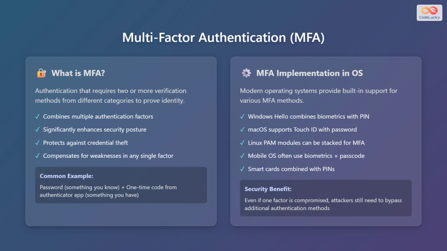Modern operating systems provide built-in support for various MFA methods. Windows Hello combines biometrics with a personal identification number, also known as PIN. macOS supports Touch ID with password. Linux PAM modules can be stacked for MFA. Mobile operating systems often use biometrics plus a passcode. Smart cards are combined with personal identification numbers, also known as PINs. The security benefit is that even if one factor is compromised, attackers still need to bypass additional authentication methods.